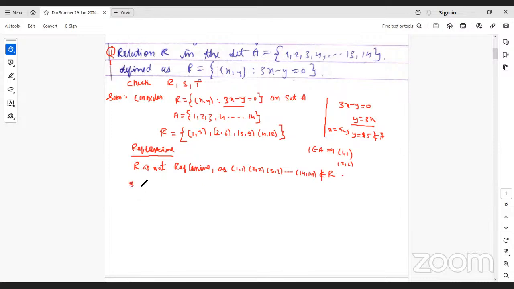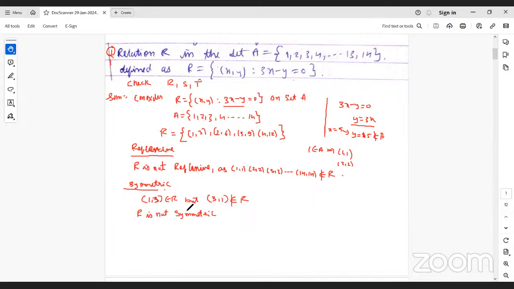Next we will discuss symmetric. For symmetric, how many ordered pairs are there here? 4 ordered pairs: 1 comma 3, 2 comma 6, 3 comma 9, and 4 comma 12. For every ordered pair, the reverse ordered pair must be present. If I consider 1 comma 3, it belongs to R. But what about its reverse? The reverse will be 3 comma 1, where the first element changes into second and second into first. See whether 3 comma 1 is present in the relation. 3 comma 1 does not belong to the given relation, and because of this reason, we say R is not symmetric.